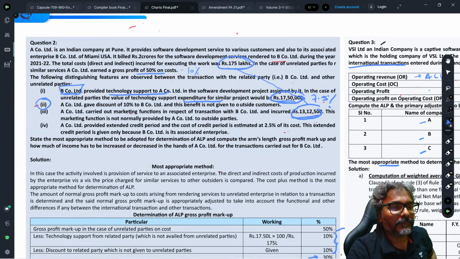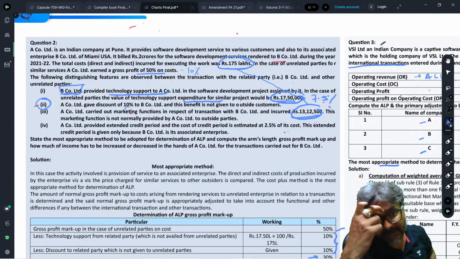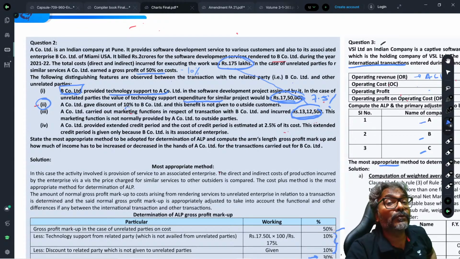Point number 2. A company limited gave discount of 10% to B company limited, and this benefit is not given to outside customers. A company limited, students, is giving the discount of 10% to whom? To B company limited, and this benefit is not given to outside customers. So if A is giving the discount, obviously the discount also will reduce the price. And if the discount reduces the price, then it will also reduce the margin.